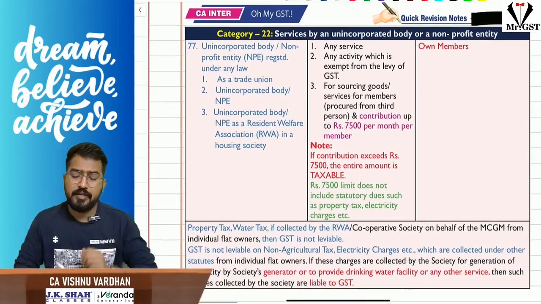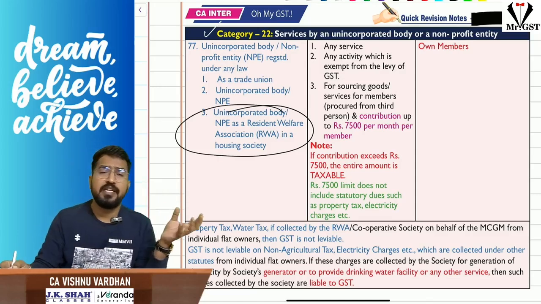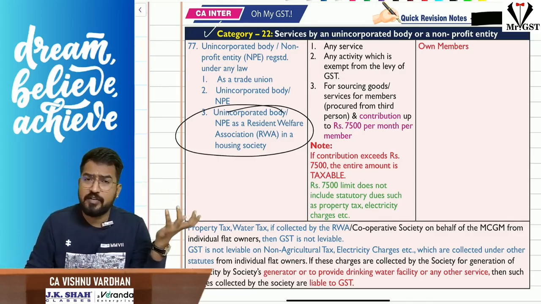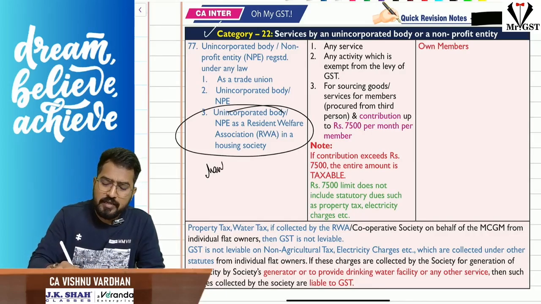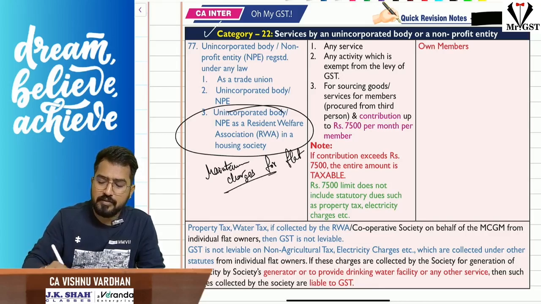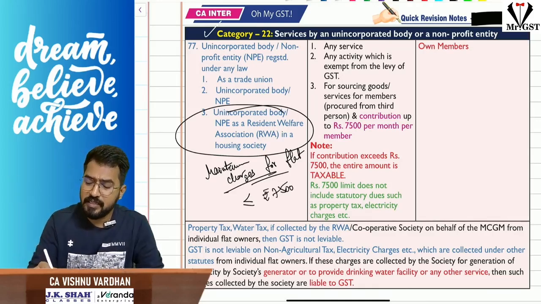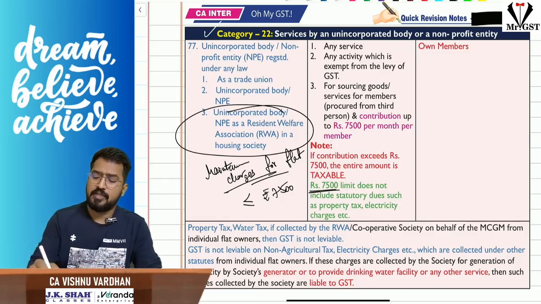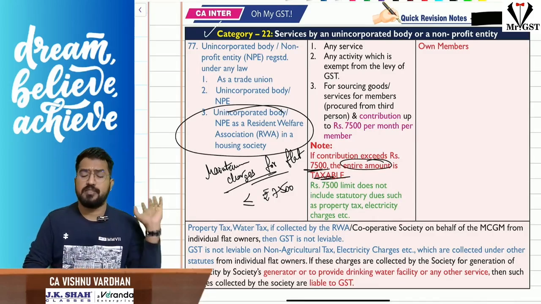Next category number 22. In this, the important thing is, sir, this resident welfare association is nothing but you are staying in apartments, then there will be a flat owners association or resident welfare association. The maintenance they are collecting for your flat, so maintenance charges for the flat. If it is less than or equal to rupees 7,500, then fully exempt. If it is exceeding 7,500, then it is fully taxable. Entire amount is taxable. I already told you, sir, in GST, if you cross the limit, fully taxable. Simple. Okay, so that way.